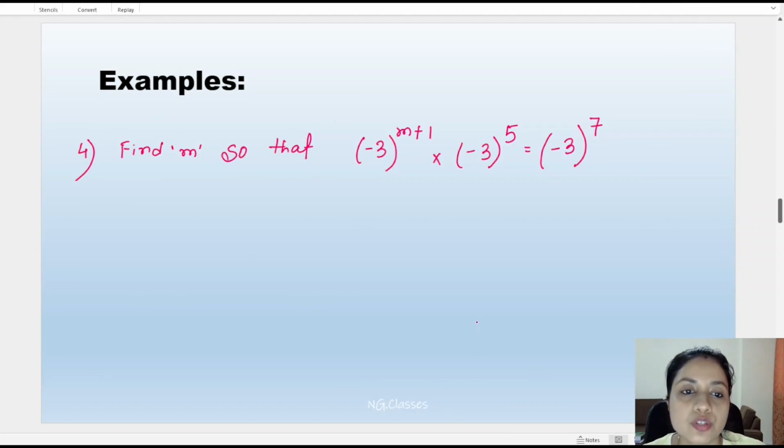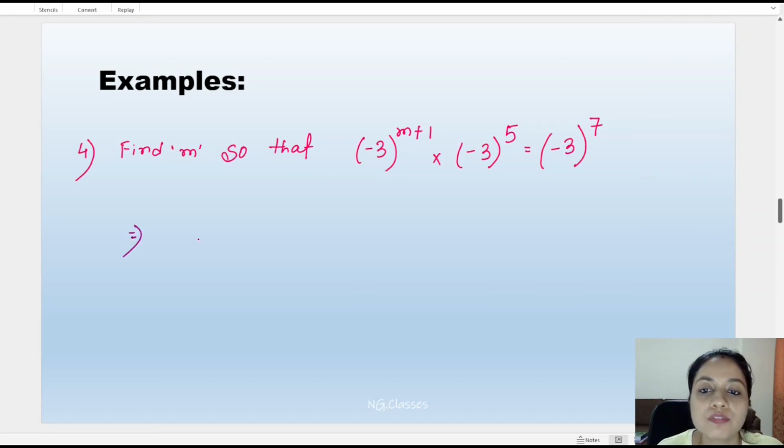Now let's do question number 4. Here our question says find m so that minus 3 to the power m plus 1 multiplied with minus 3 to the power 5 is equal to minus 3 to the power 7. So here we have to find the value of m from the given equation.